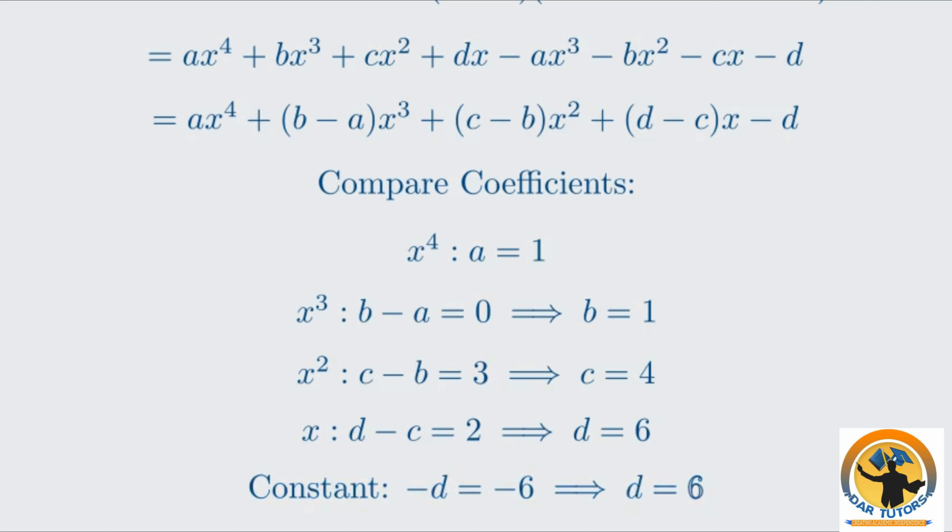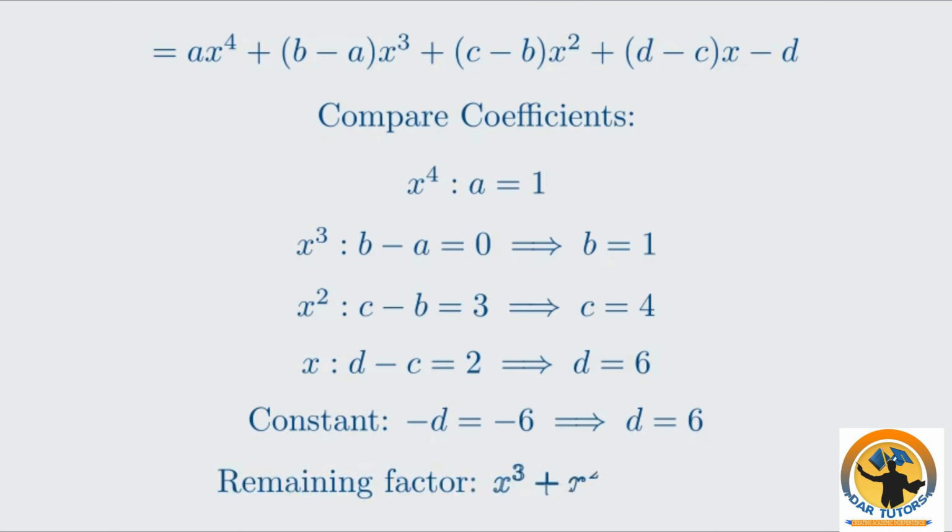All the coefficients are consistent. So the remaining factor is x cubed plus x squared plus 4x plus 6. This method is essentially polynomial division in disguise and is a reliable way to find factors.